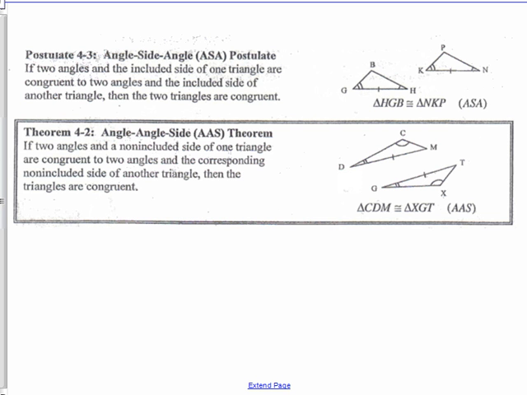Now we have a third postulate. These triangles are congruent. They have a congruent side, and they have this angle that's congruent, and this angle that's congruent. And the side is between those two angles. It's not on the other side of the triangle. It has to be between the two angles. That is considered congruent by angle side angle, ASA.